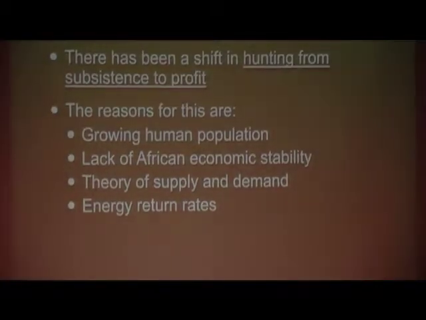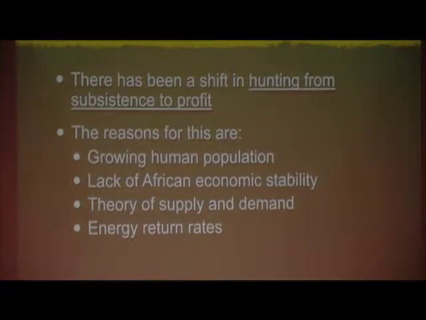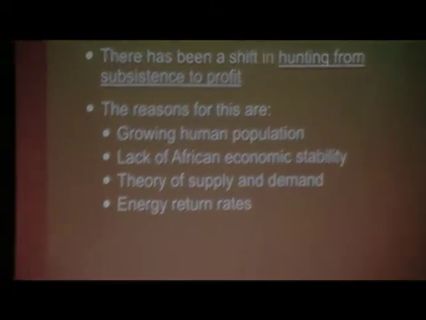Now, bushmeat also has an economic aspect to it. Bushmeat hunting is out of sync with the environment because it's not just for getting people food. It's become a profit-driven business. And there are many reasons for this. Number one is human population. We currently have more than 7 billion humans on the planet, and 1 billion of them are starving. We don't have enough resources to feed people.